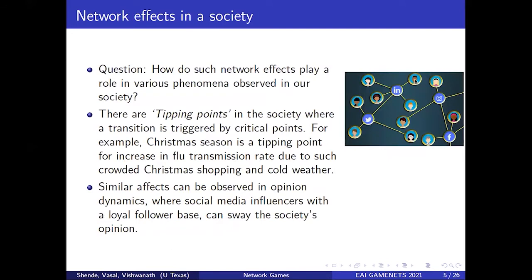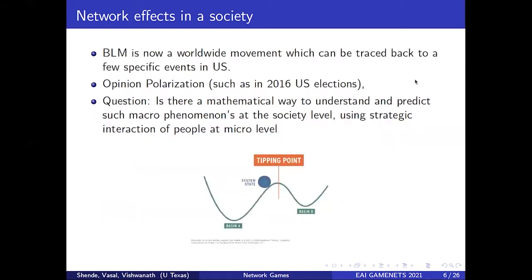So we ask the question: how do such network effects play a role in various phenomena observed in our society? For example, we observe something called tipping points, where a transition is triggered by some critical point. During the Christmas season, there is a tipping point for increase in flu transmission rates due to crowded Christmas shopping and cold weather. We see effects in social media, where influencers with a loyal and huge follower base can sway society's opinions. We have now observed the Black Lives Matter movement, which has become a worldwide movement, but can be traced back to a few specific events in the US.